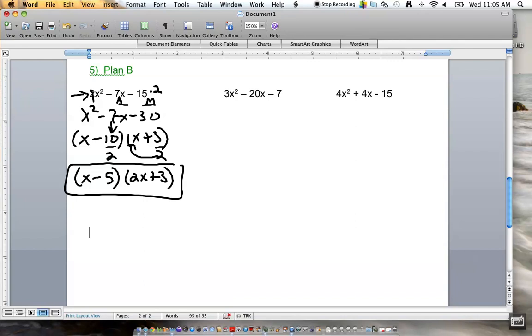Let's go to the next one here. 3x squared minus 20x minus 7. I'm looking for that common factor. I don't see it. So I'm going to multiply by 3 here. That gives me x squared minus 20x minus 21. That's pretty easy to factor.